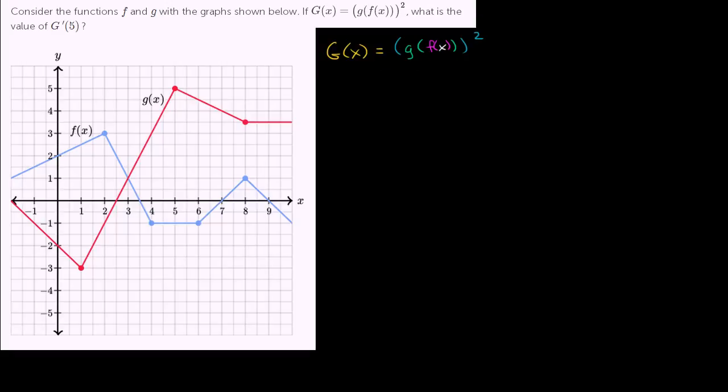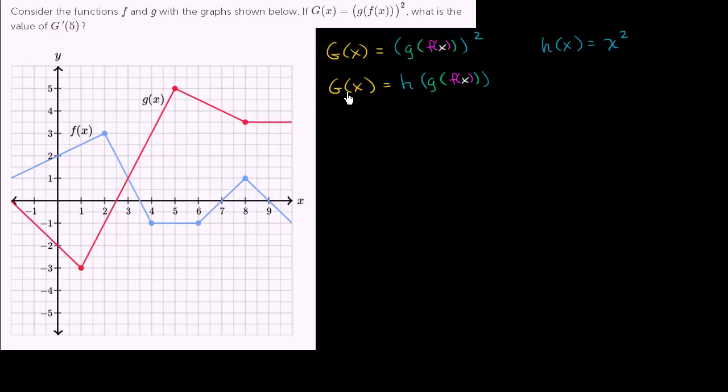Or another way to write capital G of x, if h of x were to be equal to x squared, we could write capital G of x is equal to h of g of f of x. Let me just copy and paste that so I don't have to keep switching colors. So this is another way of writing capital G of x, where whatever g of f of x is, we input that into h of x, which is really just squaring it.